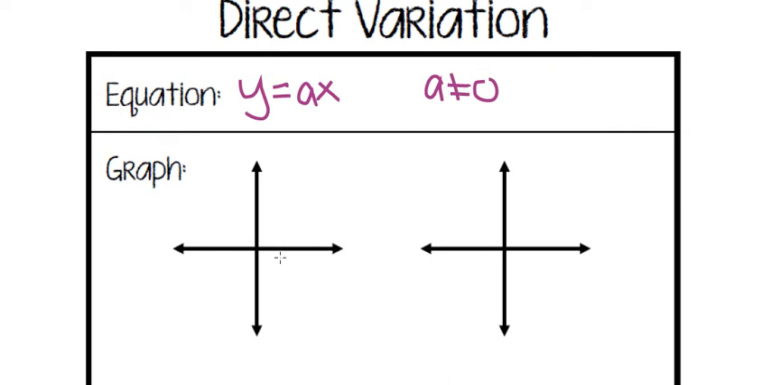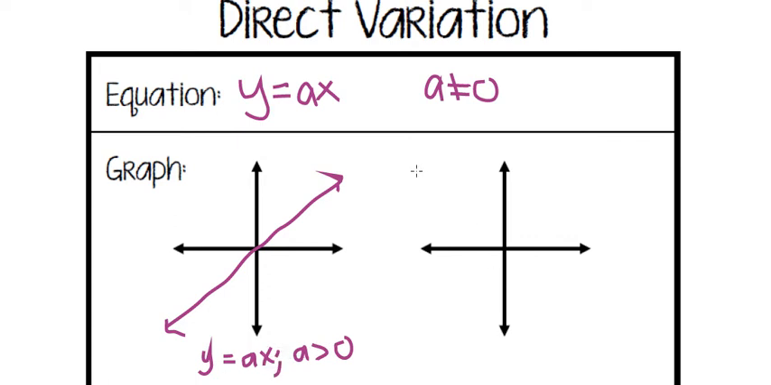So when we're looking at the graph, there are two ways that we could see direct variation. One of them is this right here. Most of us already know what that would mean about our a value. If we have something that's increasing, it means that our slope is positive. So this would be y is equal to ax when a is greater than 0, right? And the rule still is that a can't be equal to 0.